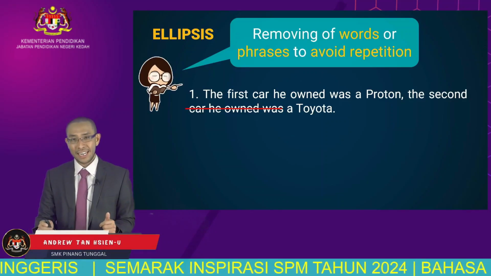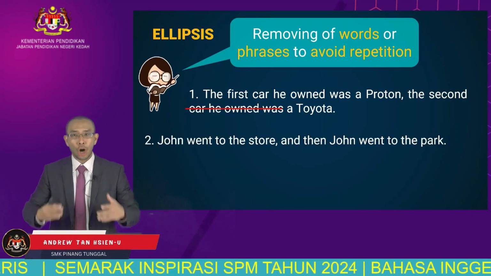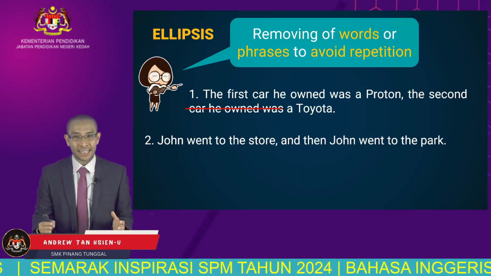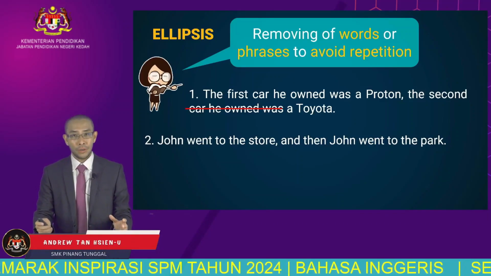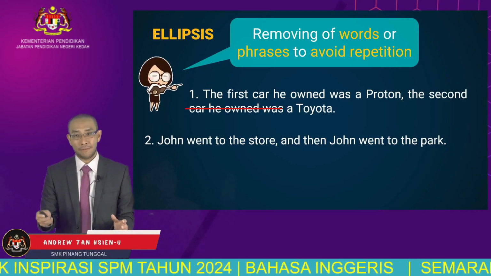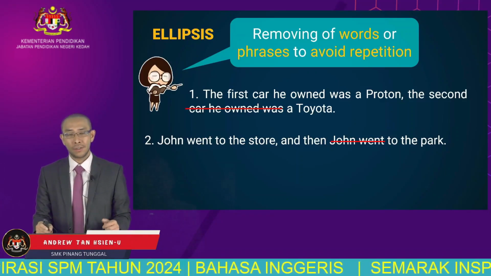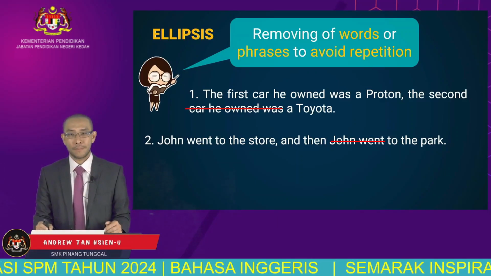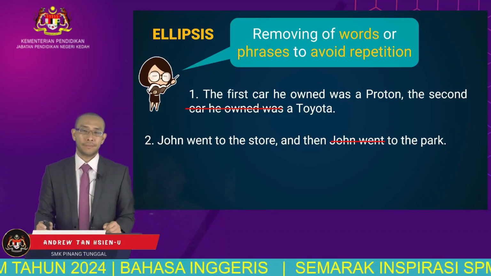All right? Number 2. John went to the store and then John went to the park. Again, this sentence sounds very repetitive. So you can use ellipsis by eliminating the phrase which is repetitive. And what I've eliminated here is John went. So the new sentence would sound like this. John went to the store and then to the park.